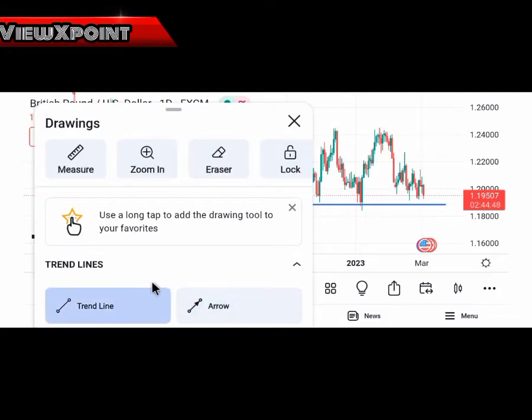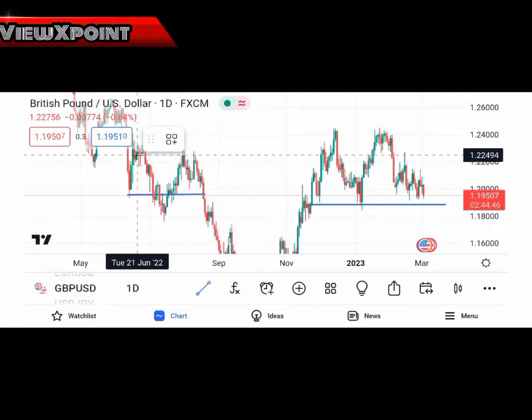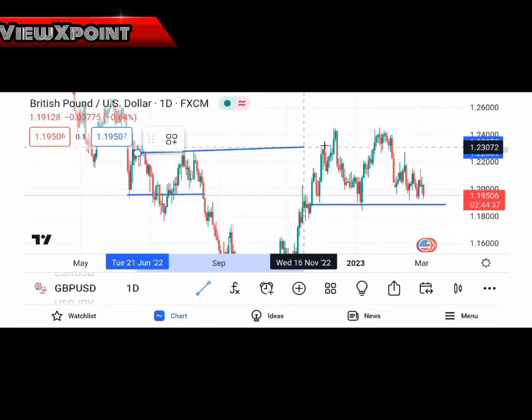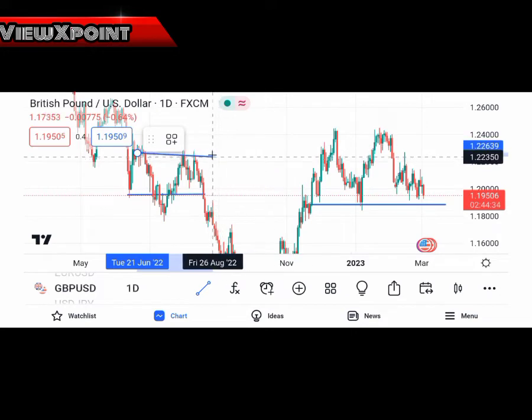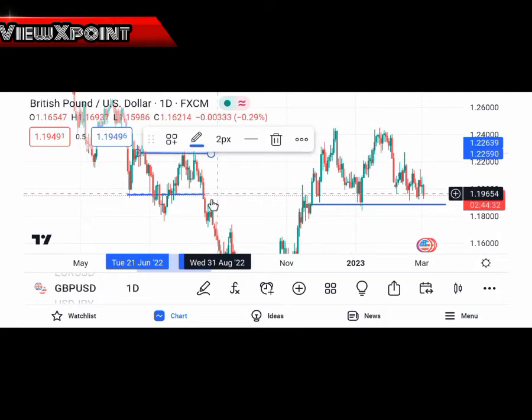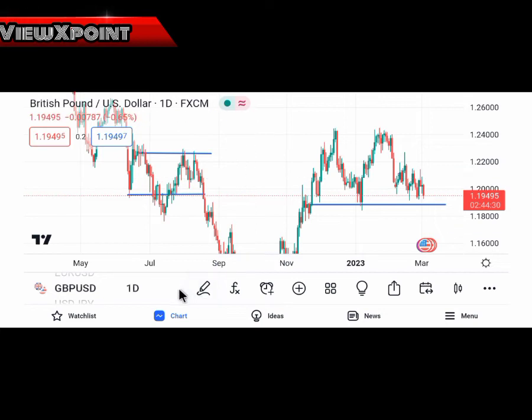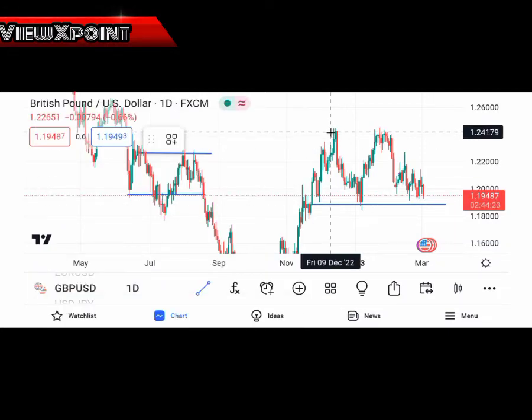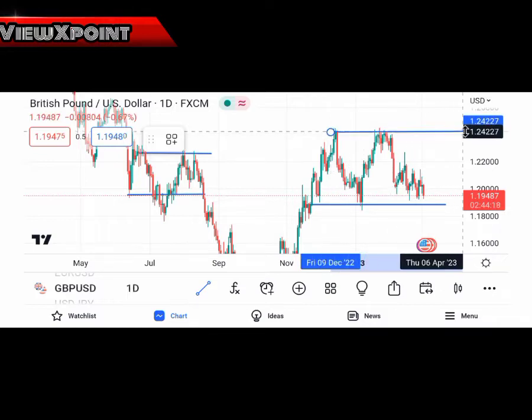So, these are resistance. Let's take our first resistance. This is resistance. The market did not actually move out of this point. These are resistance. Let's identify another resistance level. We have another resistance level up here, and another resistance level up here.